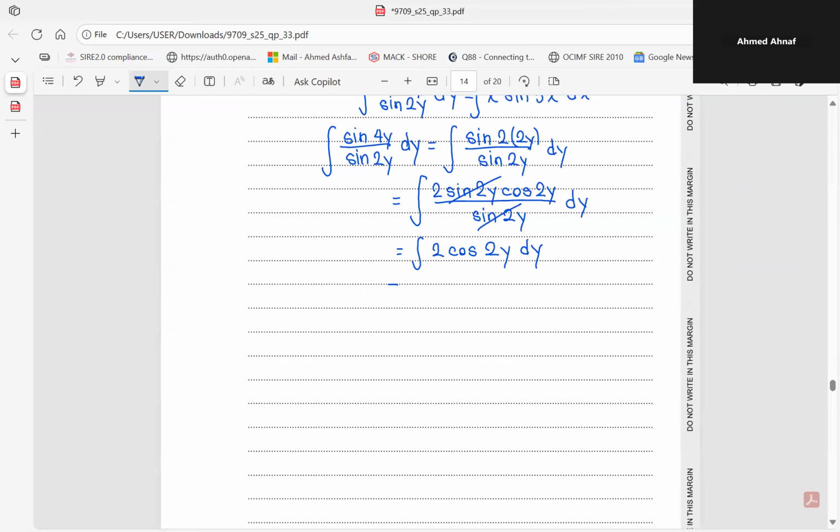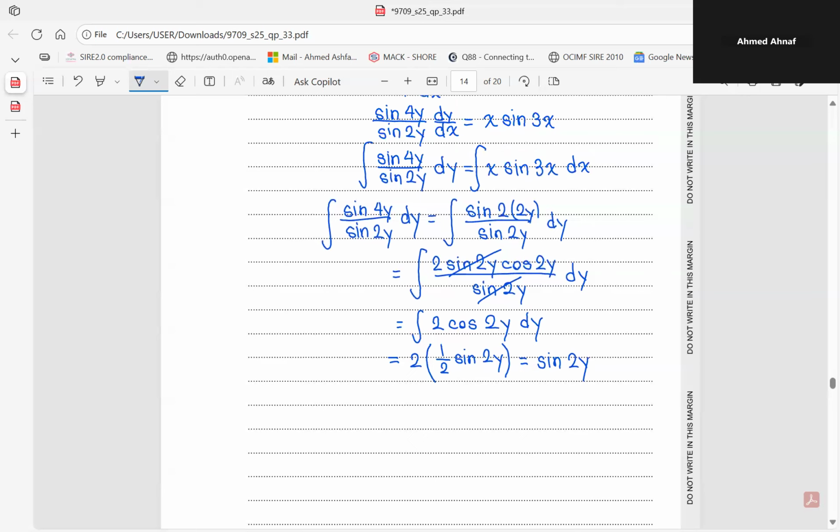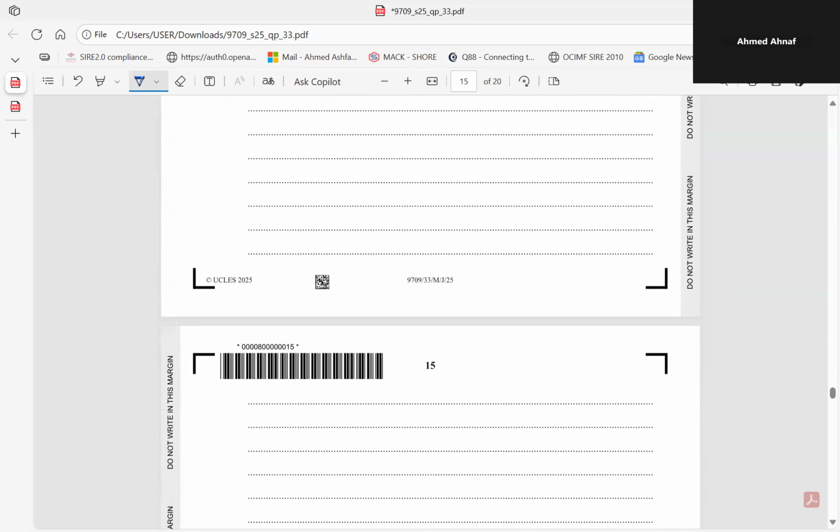Okay, and now we can take out 2 and just integrate cosine 2y. To do that, you take the derivative of 2y, and then you divide it. So you take 1 over 2, and then you get sine 2y, because again, the integral of cosine is sine. Simplifying, you'll just get sine 2y. So this is the left-hand side done. Now we'll do the right-hand side.